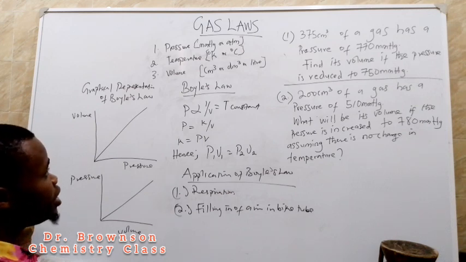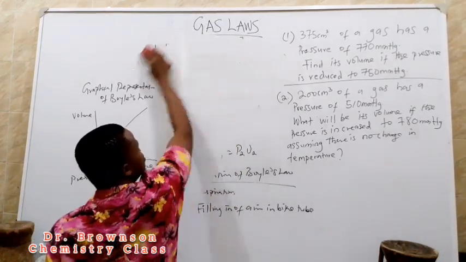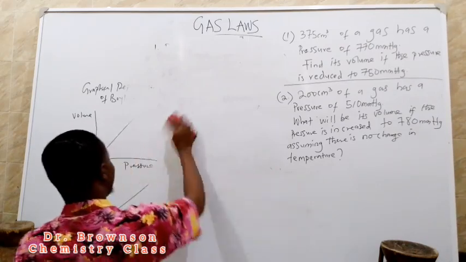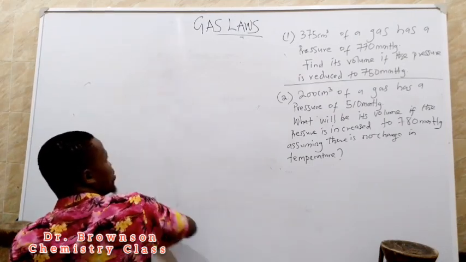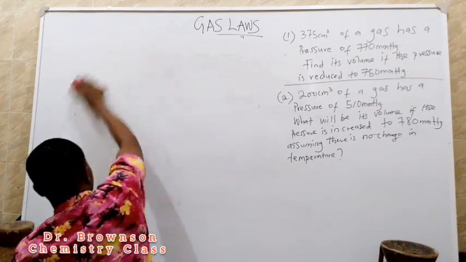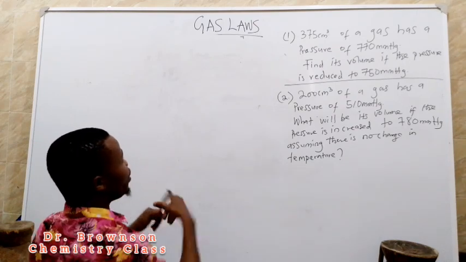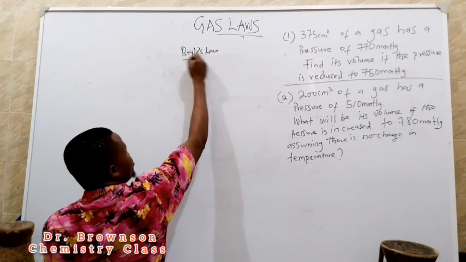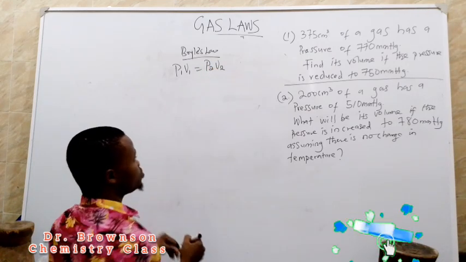So the first question is: 375 centimeter cube of a gas has a pressure of 750 millimeter mercury. Find its volume if the pressure is reduced to 750 millimeter mercury. So let's solve this problem. So from your Boyle's law, you have the formula to be pressure 1 volume 1 equals to what? Pressure 2 volume what? 2.